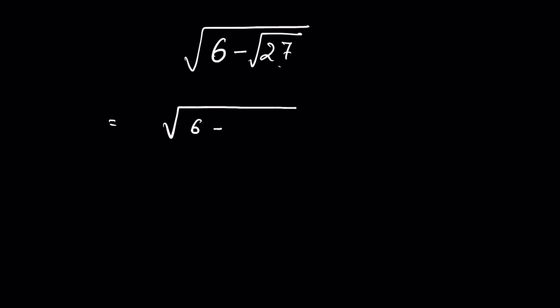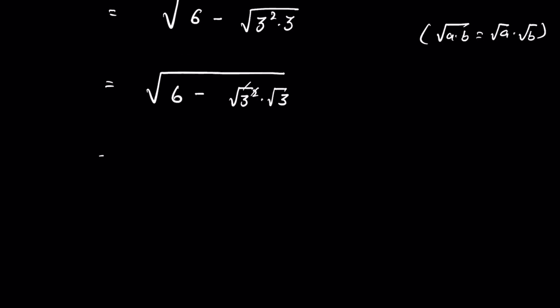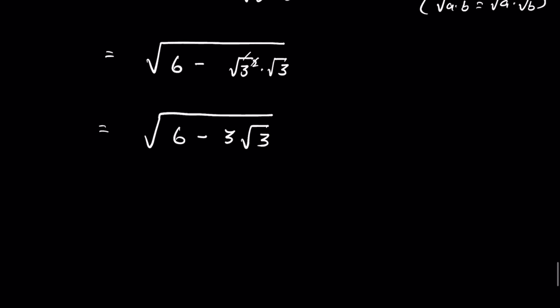So 6 minus square root of 27, we can write 27 as 3 square times 3. When a times b is under square root, we can write square root of a times square root of b. So this will be square root of 3 square times square root of 3. We remove the square root with this square, so it is 6 minus 3 times square root of 3. After this simplification, we cannot find any other way to simplify this, but we need to remove the square root.